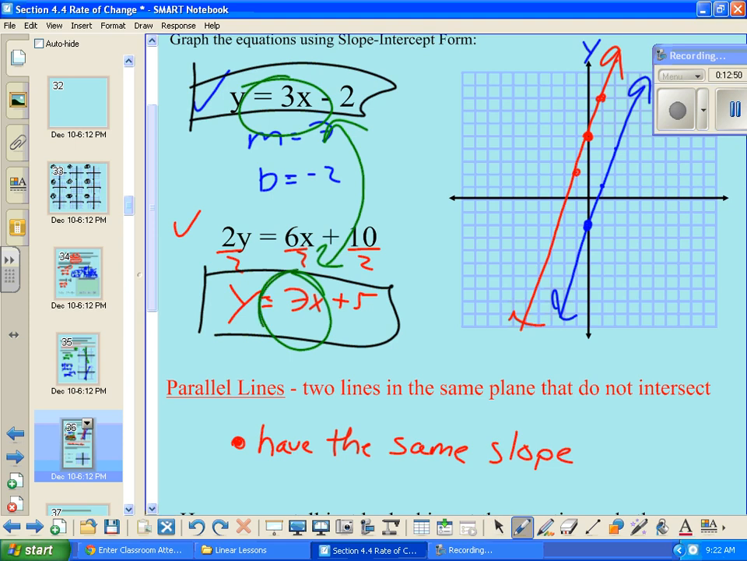Well, as we look at these two, again, a key thing to look at and analyze an equation with is the slopes. And if we notice that the slopes of these two lines, like I said, are the same, they both have a slope of 3, what do you know then? They're both going to increase at the same angle, and so they're going to be parallel lines.